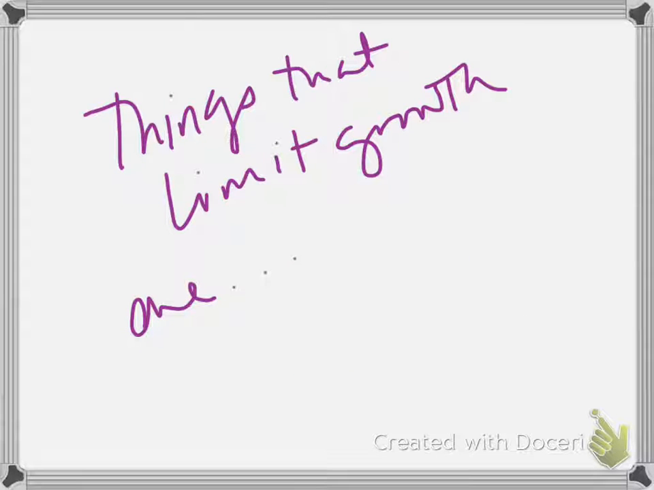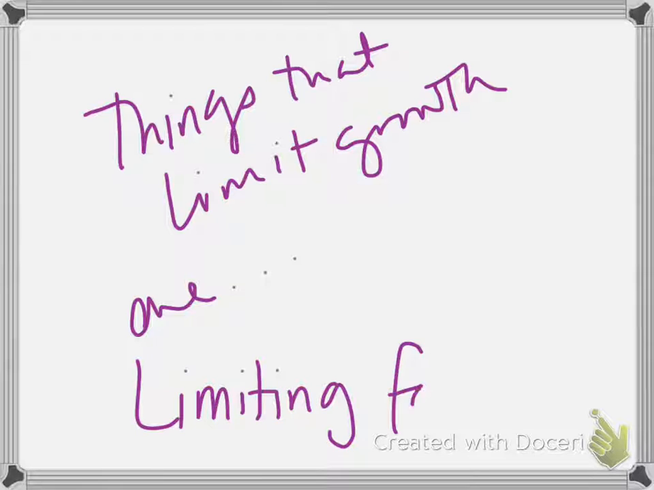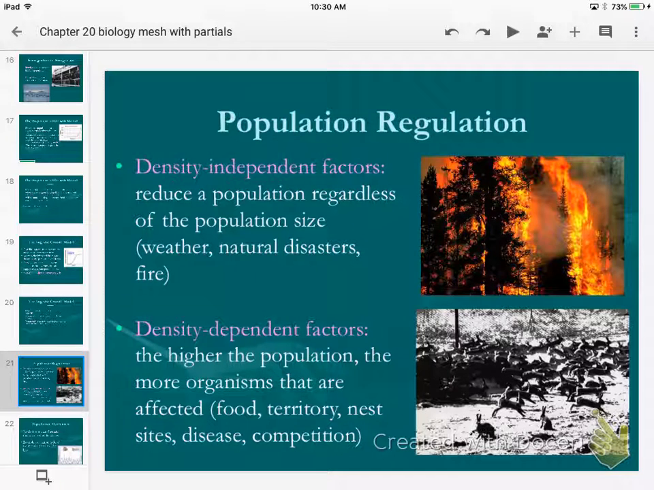Things that limit the growth of a population are limiting factors. Yeah. Remember, ecologists are not all that creative. Limiting factors. So let's talk a little bit about limiting factors as it relates to the movie. So these are from your notes. There are two general kinds of limiting factors.